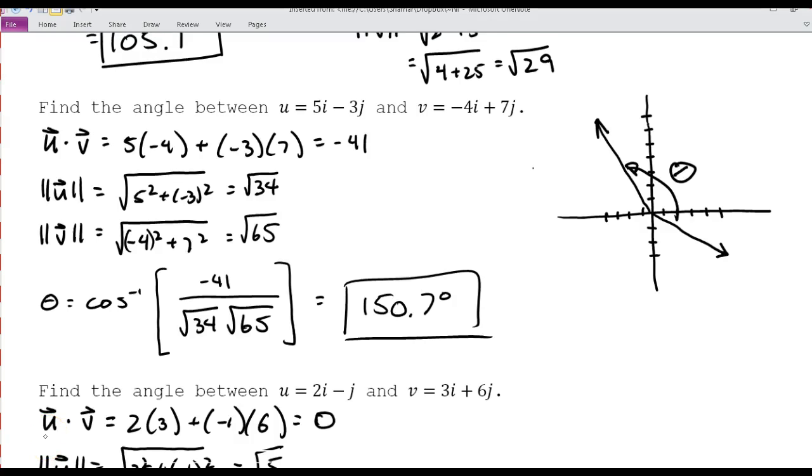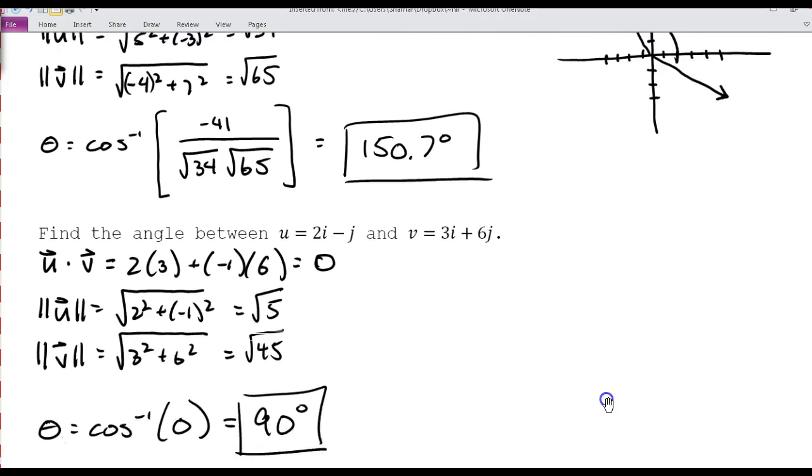Alright, so if you pause the video and work this out, you should have gotten 150.7 degrees. So here's a little sketch. You can see this angle looks like it could be about 150 degrees. So the dot product of u and v would be -41, and then the magnitude of u is square root of 34, and the magnitude of v is square root of 65. There's no reason to simplify them, because we're going to be plugging it into this calculation here. So it's easier just to leave them as unsimplified radicals. And then when you calculate this all out, you should get 150.7. Again, make sure you ask questions if you have them.